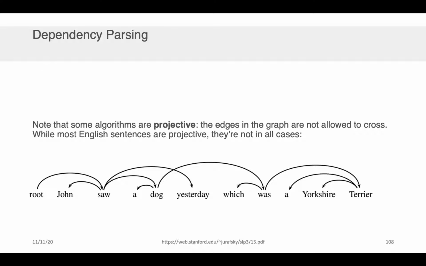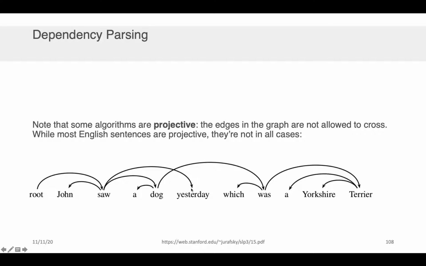Okay, before we jump into it, note that some algorithms that handle dependency parsing are projective. You're going to see this word come up if you read our textbook or you look at papers. Now, all it means to be projective is that the edges in the graph are not allowed to cross. So this is an example of something that's not projective, right? Because saw crossed over one of the lines from the other parts of the graph. If it was projective, you'd never have these cross points like I'm showing here, or I guess this is the cross point in this particular graph.